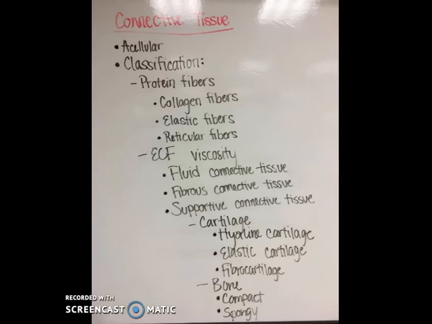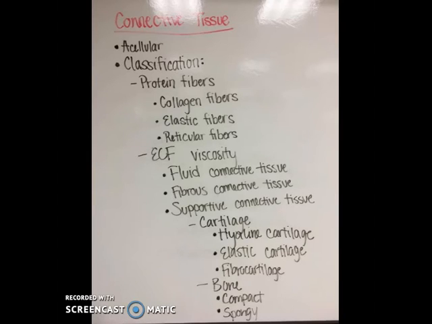Another way you can classify it is by the viscosity of the ECF or ground substance. Let's say you had a very watery ground substance. This would signify that we have a fluid connective tissue. An example of this would be blood or lymph. And typically fluid connective tissue is used to transport nutrients, oxygen, and other gases throughout our body. The next one I have here is fibrous connective tissue. Typically the ground substance here is a very syrupy type of ground substance. This can be found in ligaments and tendons, and they typically provide support as well.